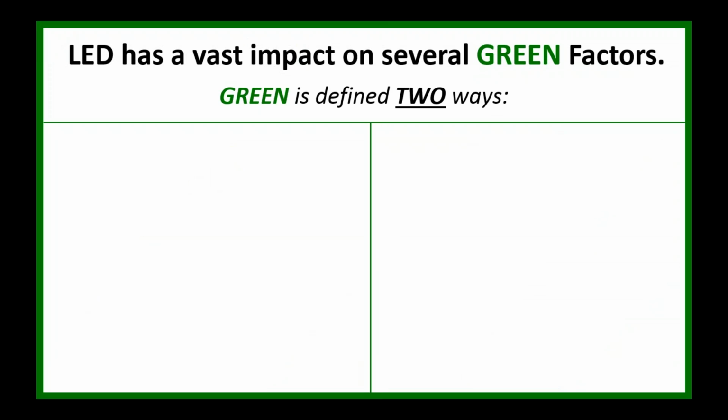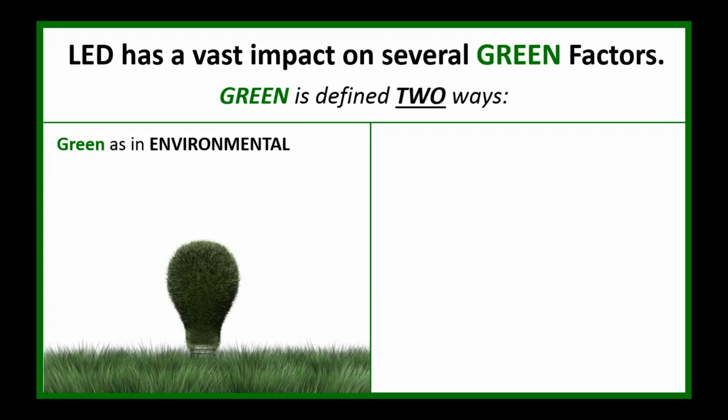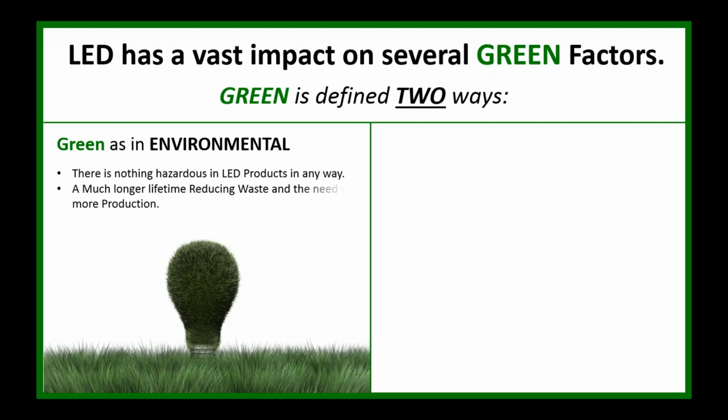So everybody likes to talk about the green factors, right? Well, let's remember, green's not just defined in one way. Green is defined in two ways. What a lot of people think about, especially in their personal lives and at home residentially, green is environmental, right? Keep in mind that with LED, there is nothing hazardous in LED products and LED bulbs and fixtures in any way at all. There's no mercury in any of these. They're simply solid state lighting.